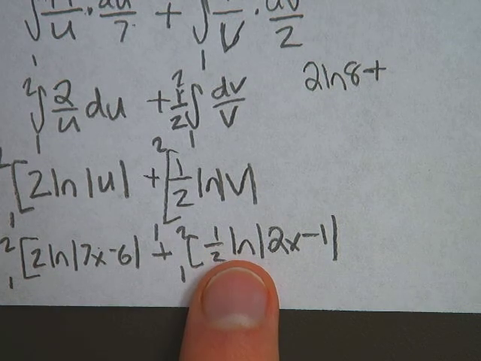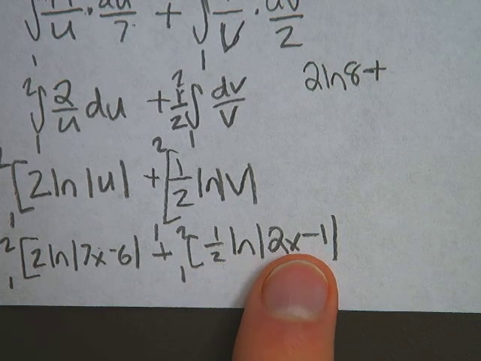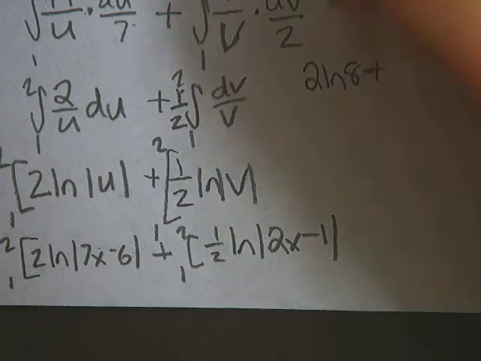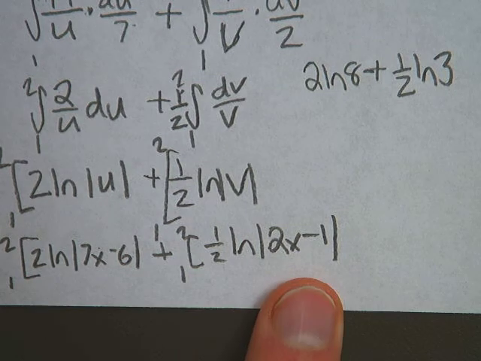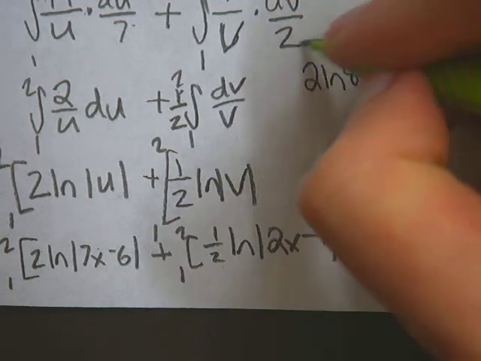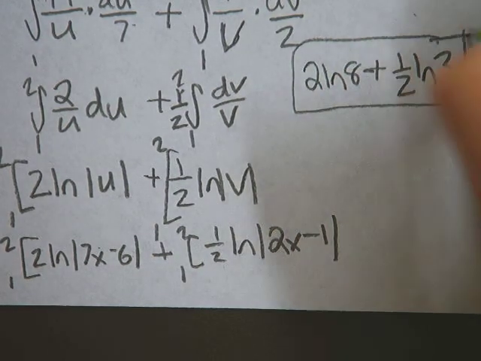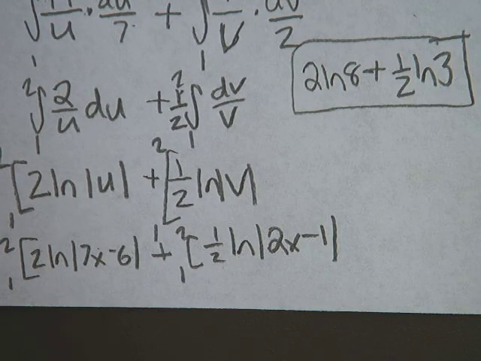with 2 plugged in this one, I get 4 minus 1 is 3. So I get 1/2 natural log 3. And with 1 plugged in, again, I get natural log of 1 on the inside. It's 0. And so that's our answer. And that's it for natural logs.